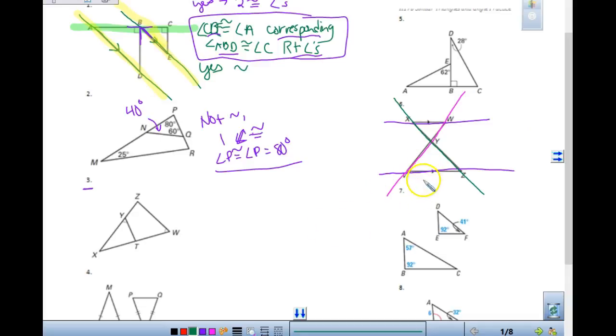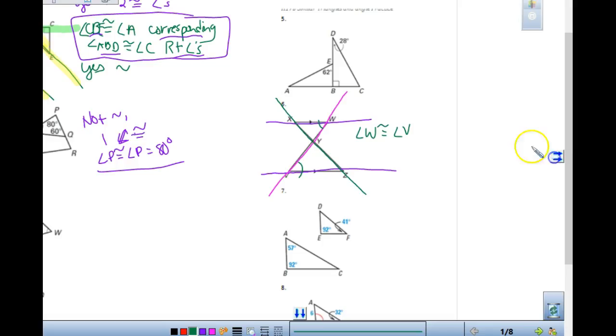So, go ahead, which one? Alternate interior. Alternate interior, where? Angle W, angle V. Angle W with angle V. So far I have angle W, I want to write down, is congruent to angle V. And my reason for saying that would be alternate interior.